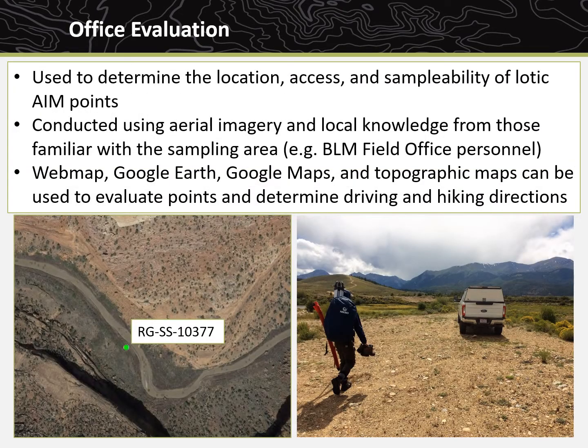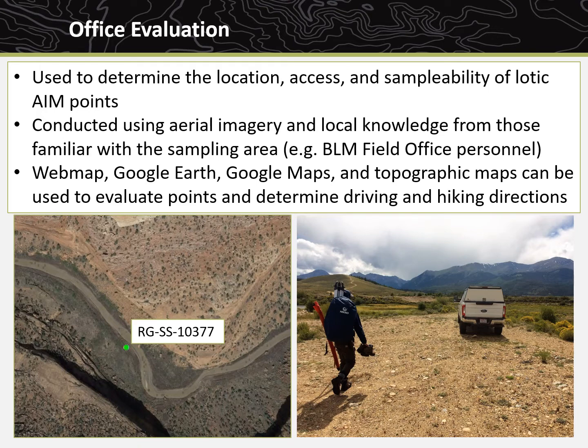Office evaluation is used to determine the location, access, and sampleability of LODIC AIM sample points. Virtual evaluation is commonly conducted using aerial imagery and local knowledge from those familiar with the sampling area, such as BLM field office personnel. Tools like the web map, reference layers from the BLM or from Esri's Living Atlas, Google Earth, previously evaluated AIM points, and topographic maps can be used to evaluate points and determine driving and hiking directions.